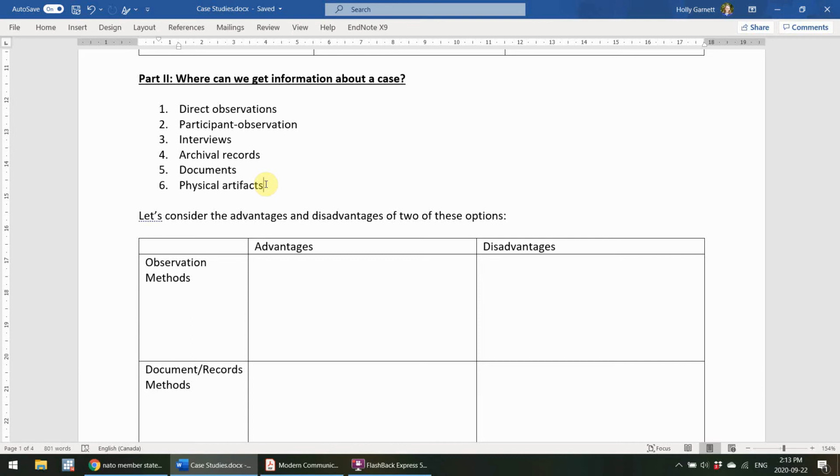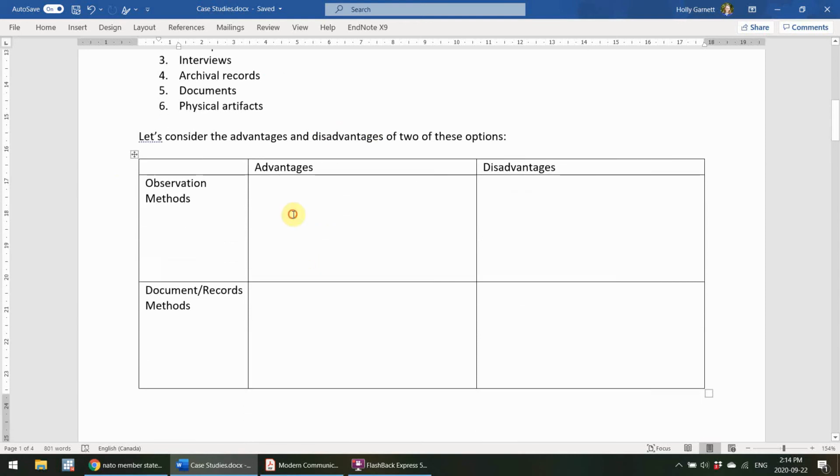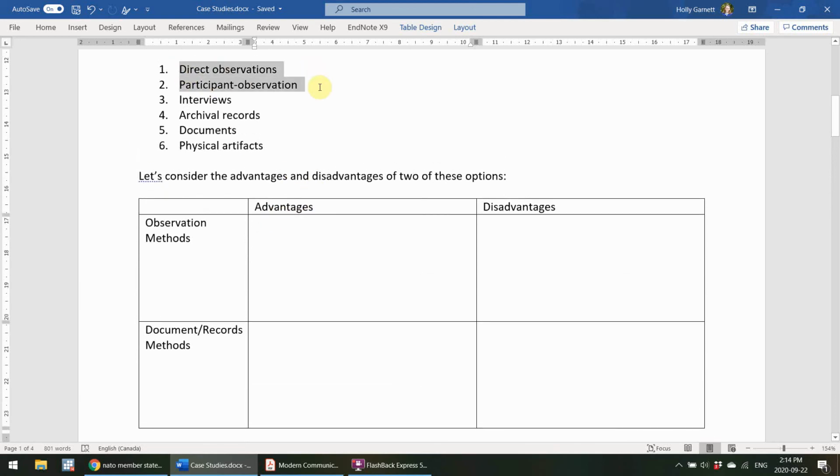And so, all 6 of those can be done in political science. Some of them you're going to see more often than others. Generally, these sorts of methods are much more common than something like looking at physical artifacts, although it's totally still possible. So let's look at some advantages and disadvantages of 2 broad means, observational methods versus the more archival document methods.